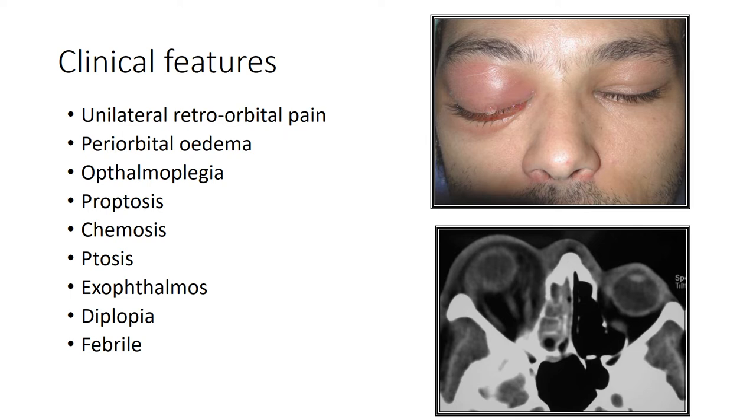Patients with cavernous sinus thrombosis will present with unilateral retroorbital pain, periorbital edema, ophthalmoplegia, proptosis, chemosis, ptosis, exophthalmos, diplopia, and spiking temperature. So here we can see how the eye looks very proptosed and exophthalmic. And this is the axial view of the CT scan, which shows an acute inflammatory process which results in the periorbital edema of the affected region.